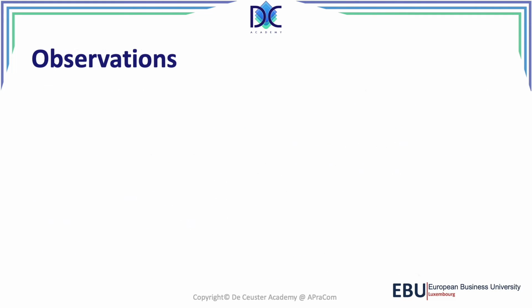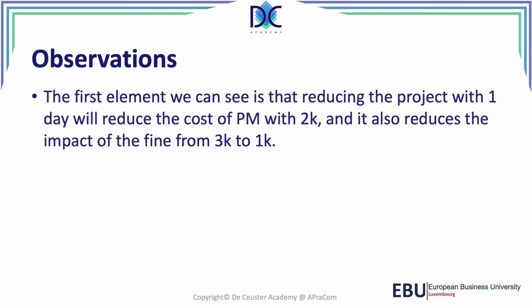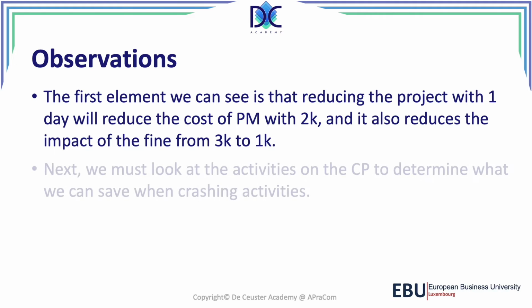Now, let's look at some observations. What do we know about the project? Now, we see that a reduction of the project with 1 day will reduce the cost of project management with 2K. And it also impacts the effect of the fine from 3K to 1K. So every day that we reduce the duration, we reduce the 3K of the fine, but we also have the reduction of the cost. So we have that combined element.